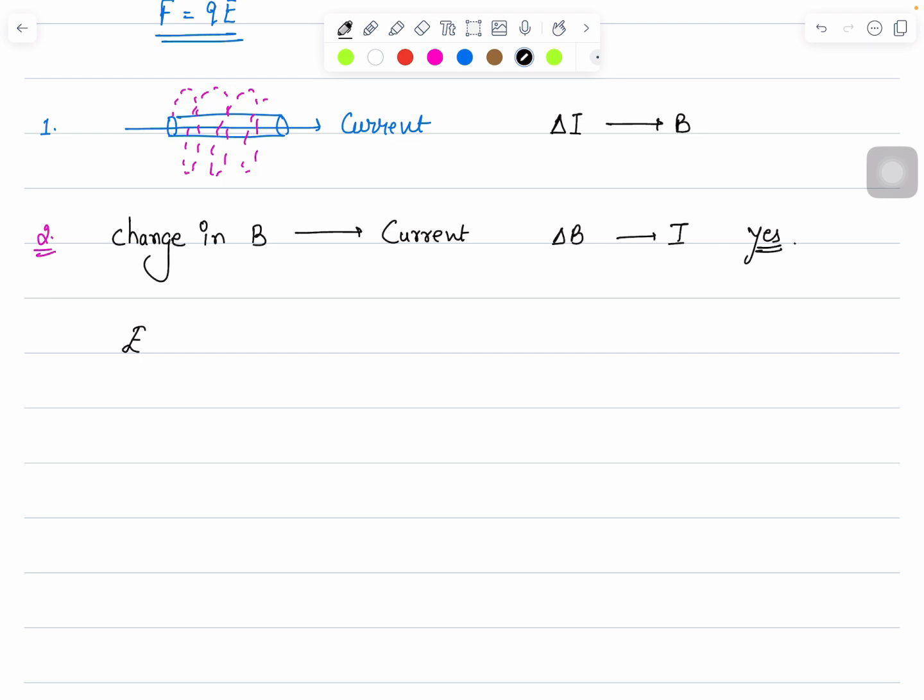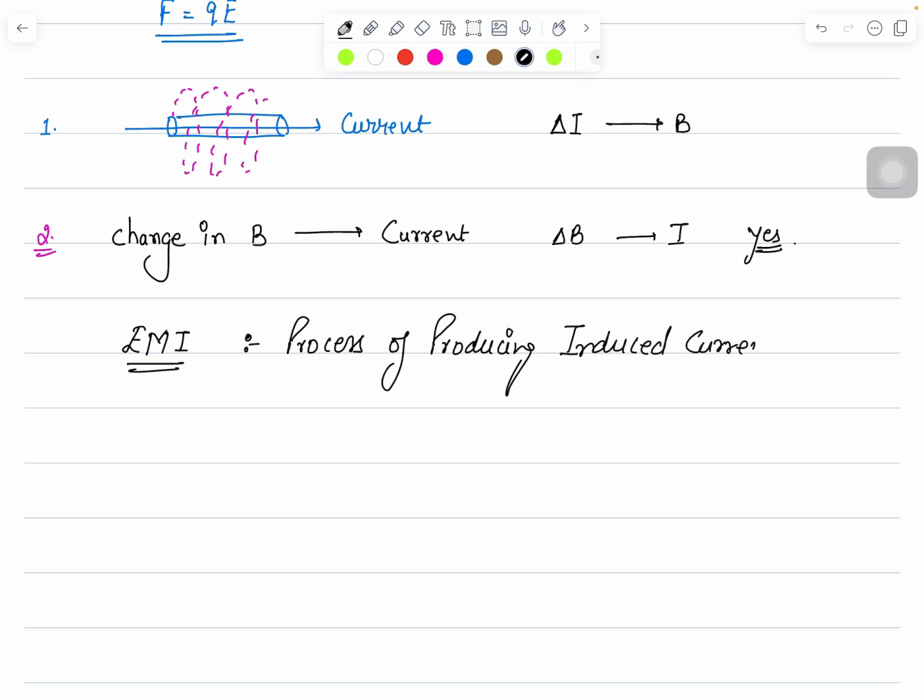What is the short form of electromagnetic induction? EMI. What is electromagnetic induction? That process of producing induced current. Induced current means we are going to produce the current in the opposite direction.